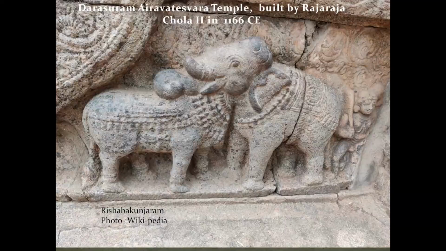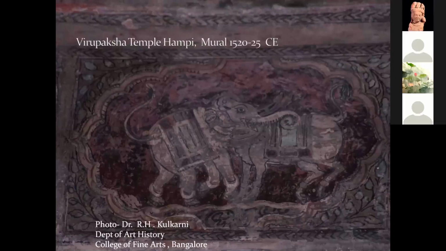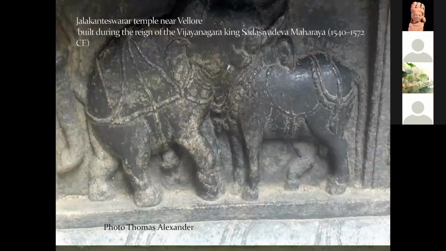What you see here is another representation of Rishabha Kunjara from Virupaksha Temple, Hampi. This is a mural from 1520 to 25, identified by Dr. R.H. Kulkarni, my teacher. So this is another Rishabha Kunjara from Jalakanteshwara Temple, Velur. And I acknowledge the photographer, Mr. Thomas Alexander, for sharing this.